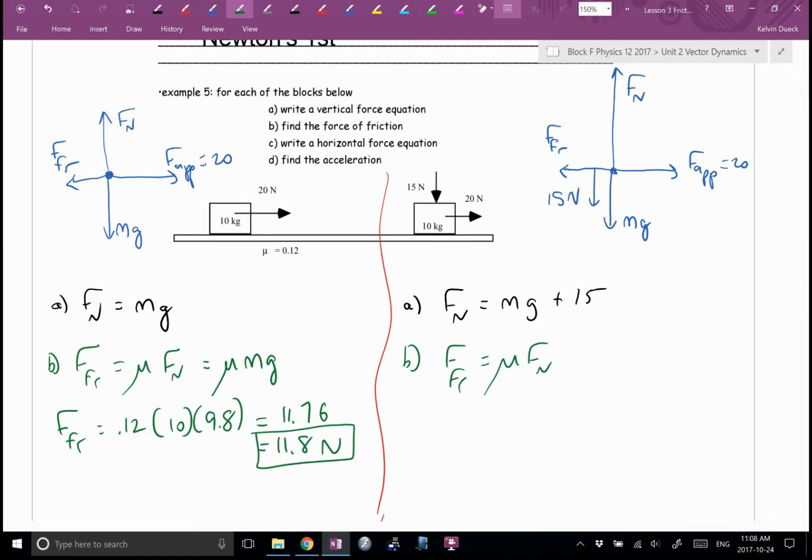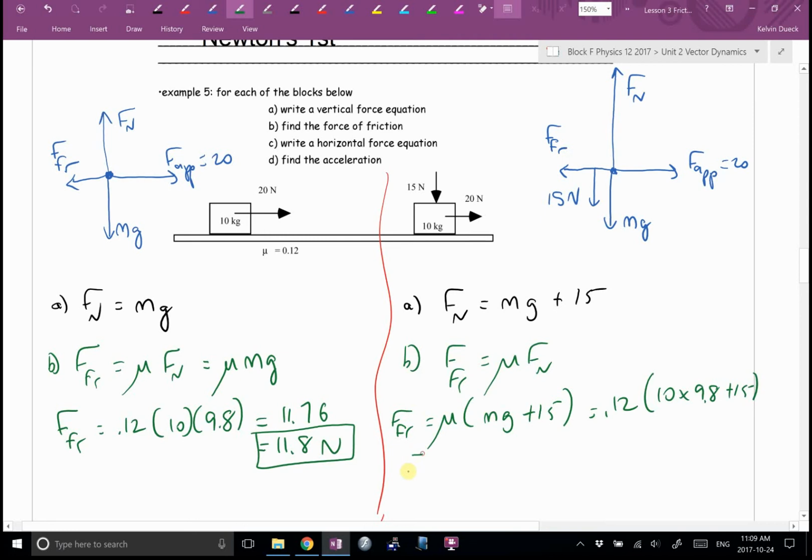On the right-hand side, they want me to find friction. You said friction is mu times the normal force. I don't know the normal force. Oh, but look. I have a more complicated free body diagram, but I can still figure out the normal force. I could probably figure it out by just saying, hey, everything up has to equal everything down. So it's going to look like this. Friction equals mu bracket mg plus 15, which is going to be 0.12 times 10 times 9.8 plus 15.